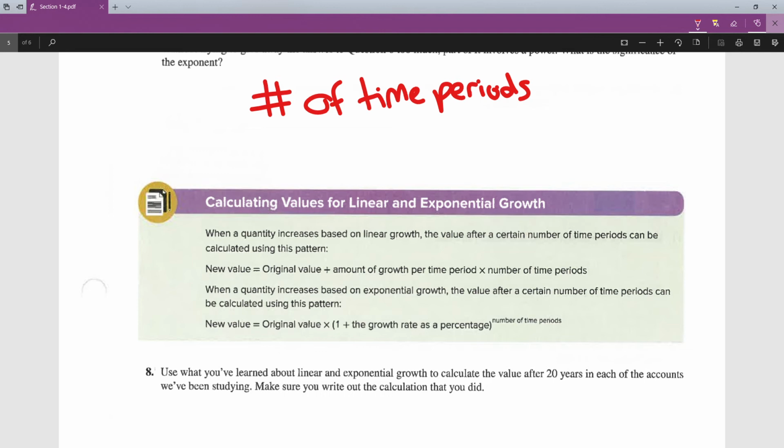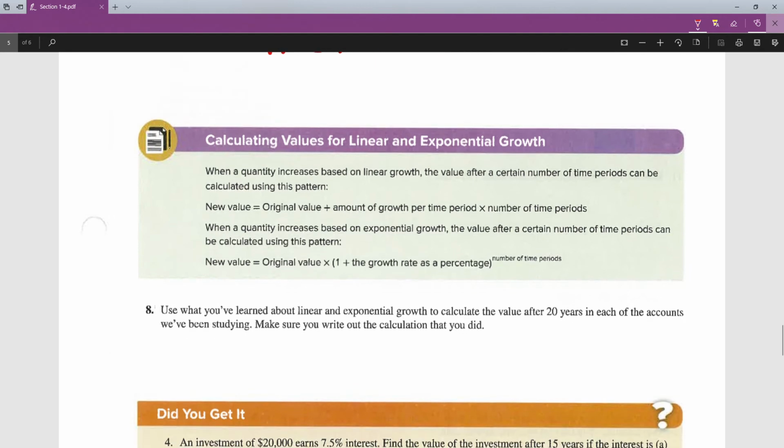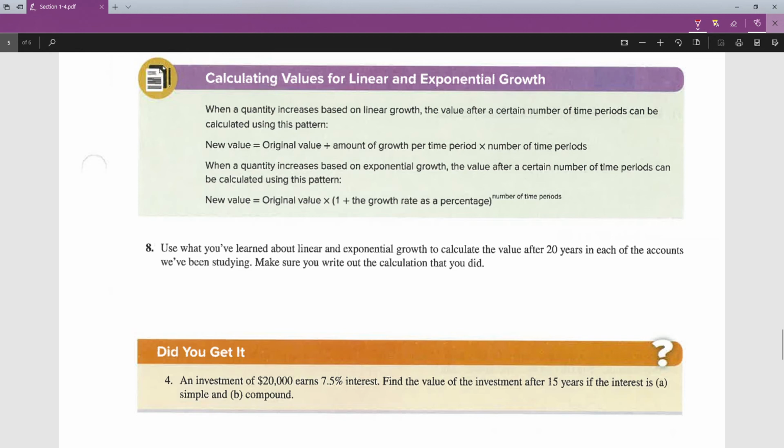Number 8 says, use what you've learned about linear and exponential growth to calculate the value after 20 years in each of the accounts we've been studying. Write out all the calculations that we did. So for account number 1, this was the one that had linear growth.